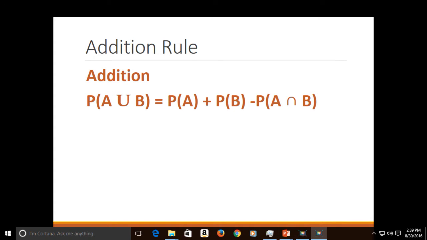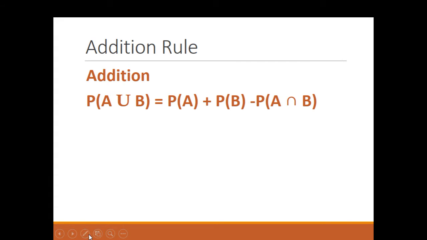Our second big rule or law is the addition rule. The addition rule is really simple. It says the probability of A union B, and again, that's not really a U, that's a character thingy. Probability of A union B equals the probability of A plus the probability of B minus the probability of A intersect B. This is, in our minds, the word or.